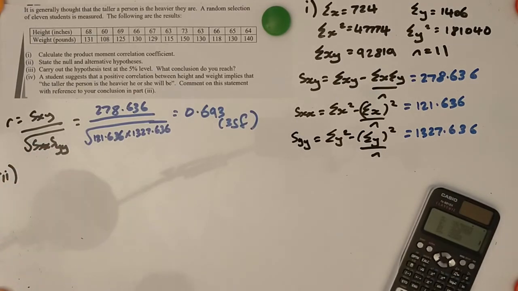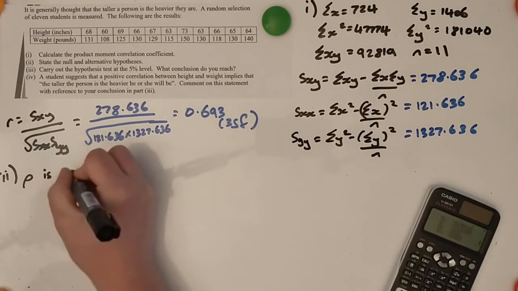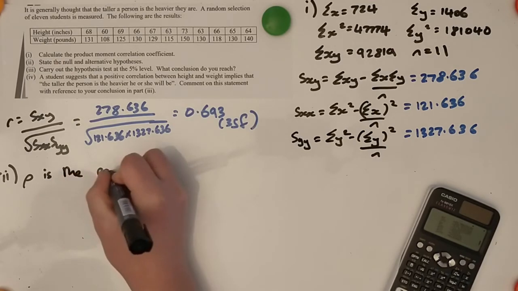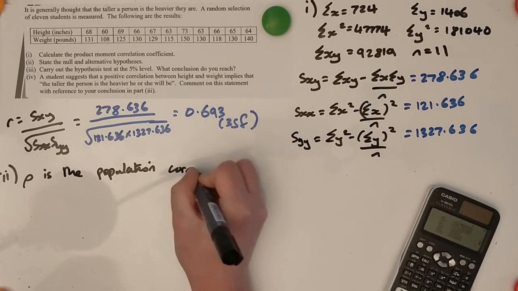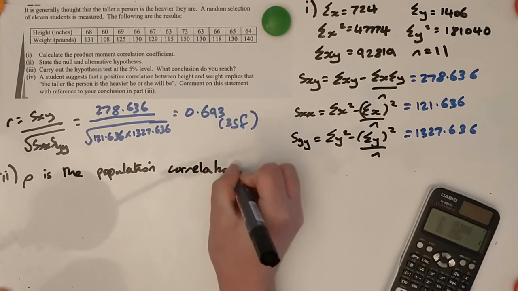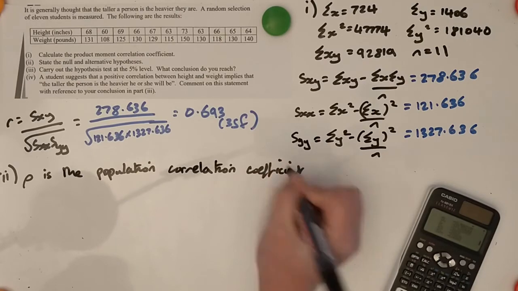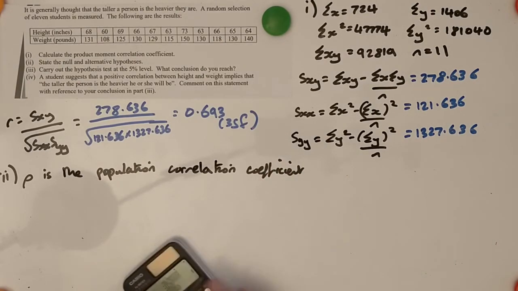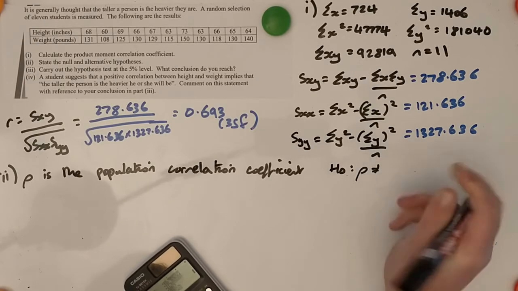Okay, moving on to question 2. State the null and alternative hypothesis. So first we need to say what rho is. Rho is the population correlation coefficient. Then my H0 is always rho equals 0.